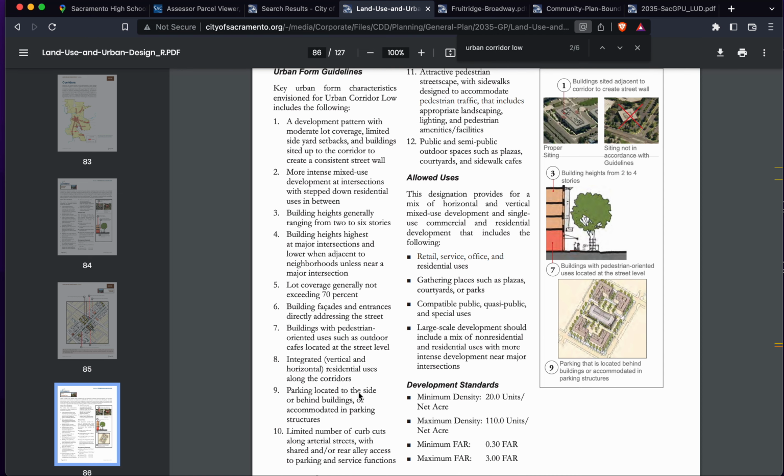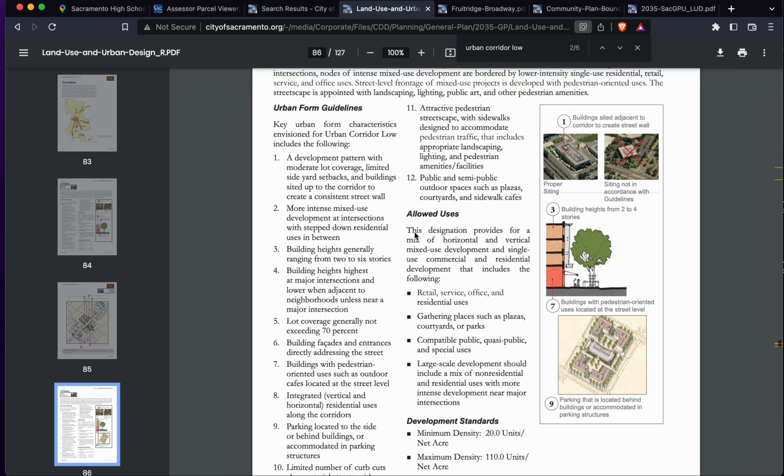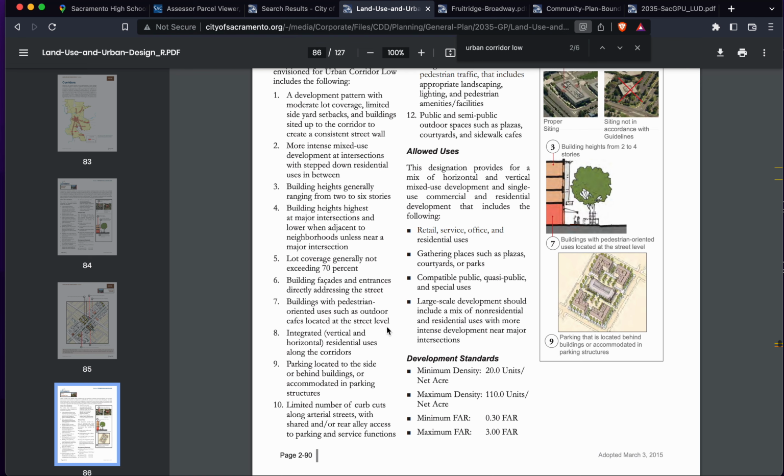Parking must be located to the side or behind the buildings. So we can't put parking in front. It must be to the side or behind the building. And so we have more to find out. We need building heights. We need parking information, like how many parking spaces and everything like that. So read through this to help you understand how much you can occupy of the building, which is 70%, and how many stories, which is what we discussed before.